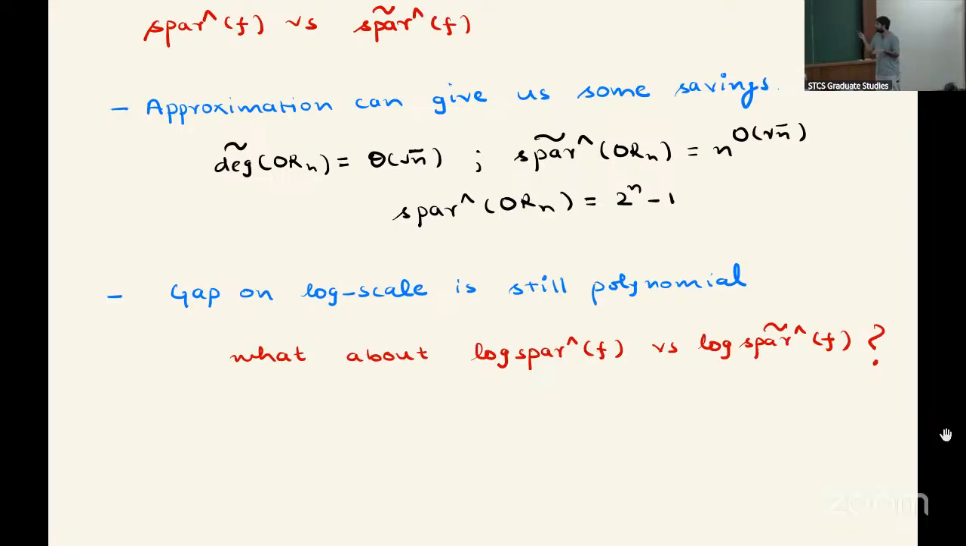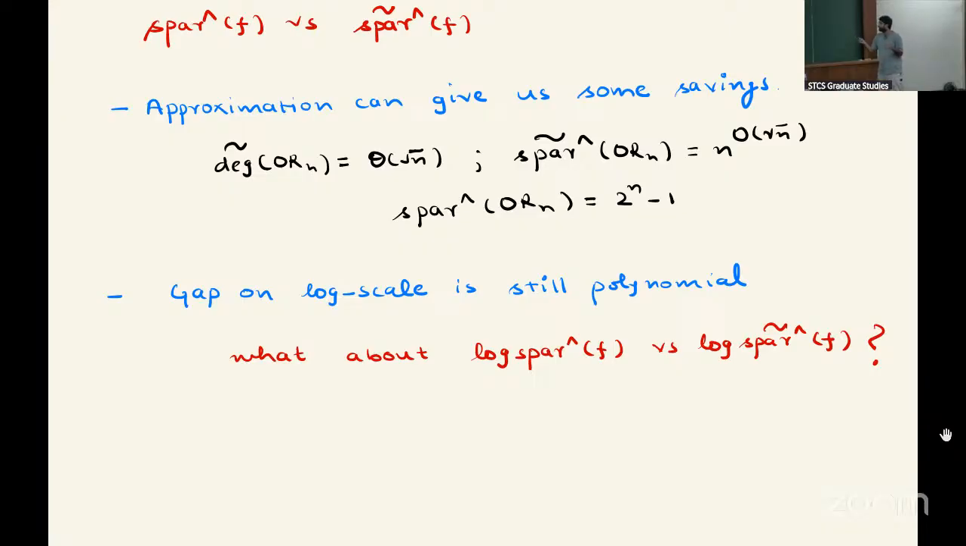In case of De Morgan basis, again, we can ask the same question: can we have very significant separation or not? We can get some savings. For example, we know that the degree of OR is theta root n, which tells us that approximate sparsity cannot be more than n to the order root n. And the sparsity of OR function is like 2 to the n, right? So this gives us some savings. You can say it's an exponential savings, but on the log scale, things still look polynomial, right? If I take log of approximate sparsity and sparsity, I'll get root n log n and n. So on the log scale, things are still polynomial.